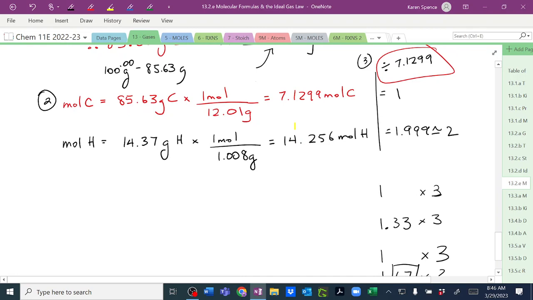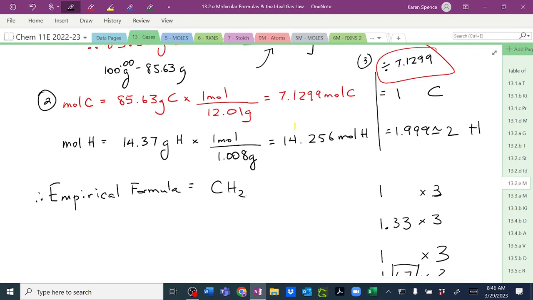We just have to go, oh, this is 1 carbon for every 2 hydrogens. So therefore, the empirical formula, the simplest whole number ratio, is carbon, C, and we don't have to put the 1, H2. So there's nothing different here than what we did in grade 11. What we are going to do now is take this and find the molecular formula.